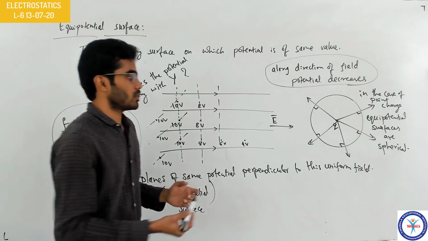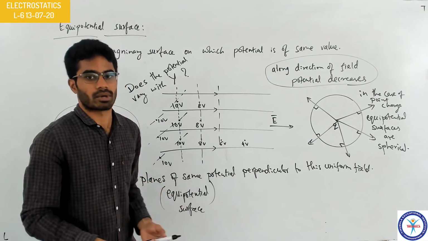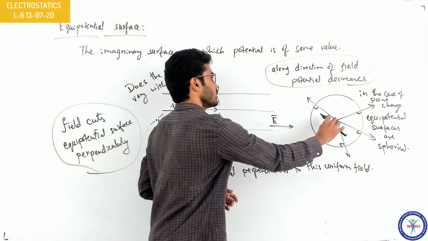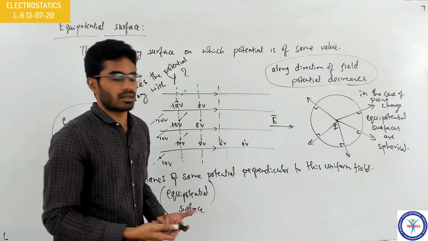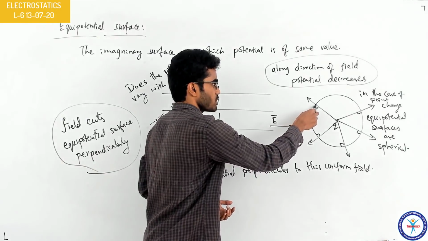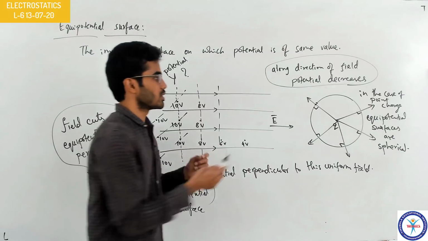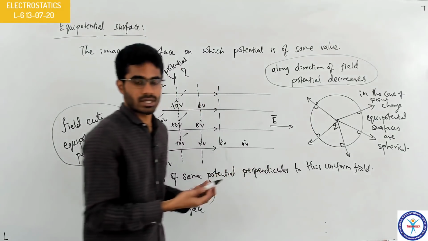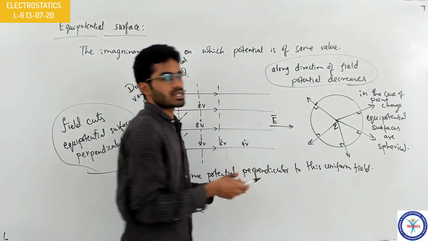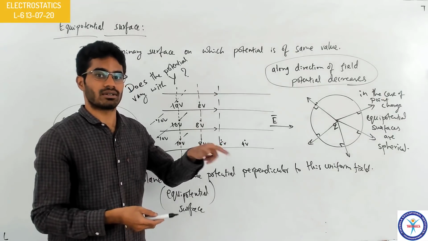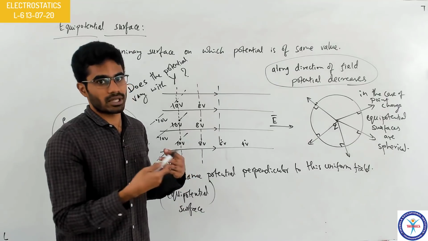What does it imply? Along the equipotential surface, the field is not present. The field is present only in the perpendicular direction. See, it would be a contradiction. If this is an equipotential surface, that means the potential here and here, two close points on the surface, are both of the same potential, right? So if they are of the same potential, why will the field be present in that direction? If the field is present, then the potential should change, right? In the direction of the field, the potential decreases.